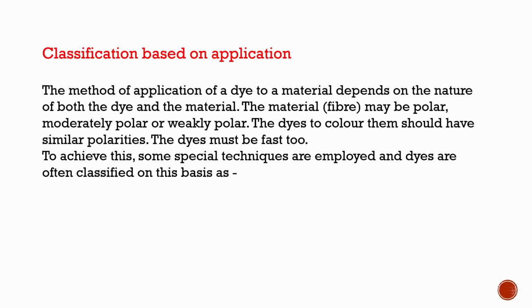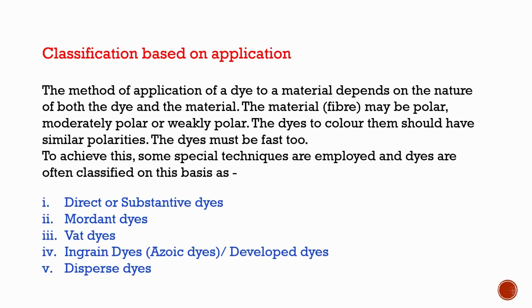The next classification is based on application. The method of application of a dye to a material depends on the nature of both the dye and the material. The material or the fiber can be polar or moderately polar or weakly polar. The dyes, to color them, should also have similar polarity. The dyes must be fast too. To achieve this, some special techniques are employed, and dyes are often classified on the basis of this. They are classified as direct or substantive dyes, mordant dyes, vat dyes, ingrain dyes or azoic dyes, also called developed dyes, and disperse dyes.